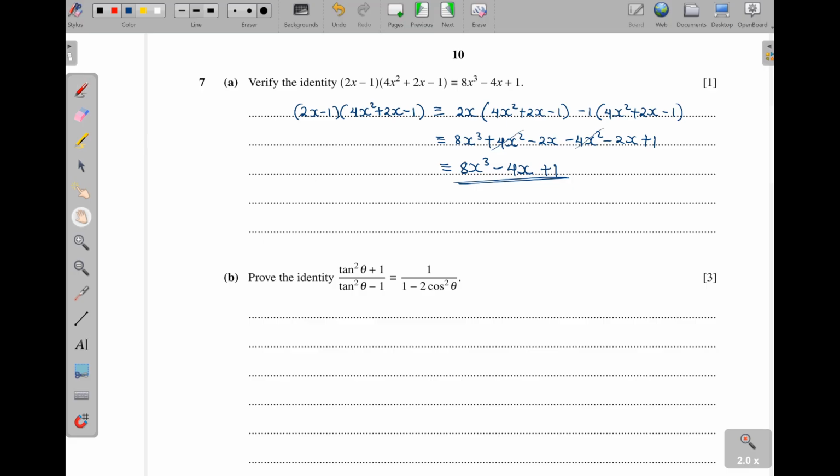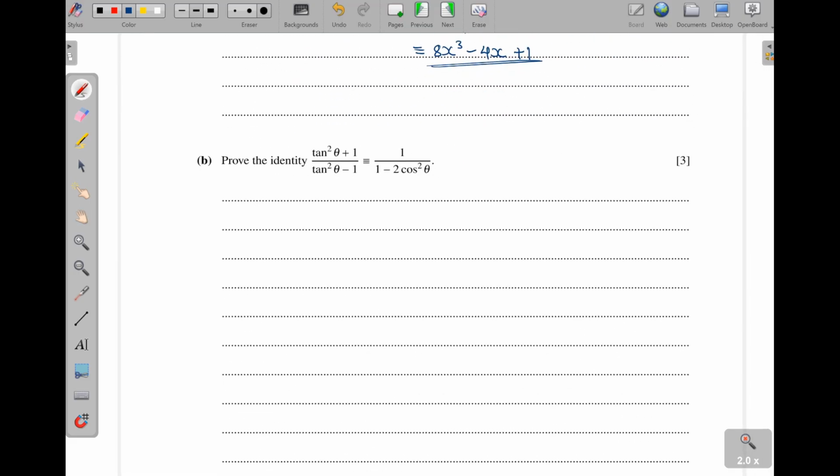Okay. Then part B, prove this identity here. So I can begin with the left side or the right side to prove the other. Okay. So let me begin with the left side. Tan squared theta minus 1 here. Since this one is in terms of cosine, I can write tan squared theta as sine squared theta over the cosine squared of theta, then plus this one here will be 1. Then we divide by, again, sine squared of theta over the cosine squared of theta minus 1.